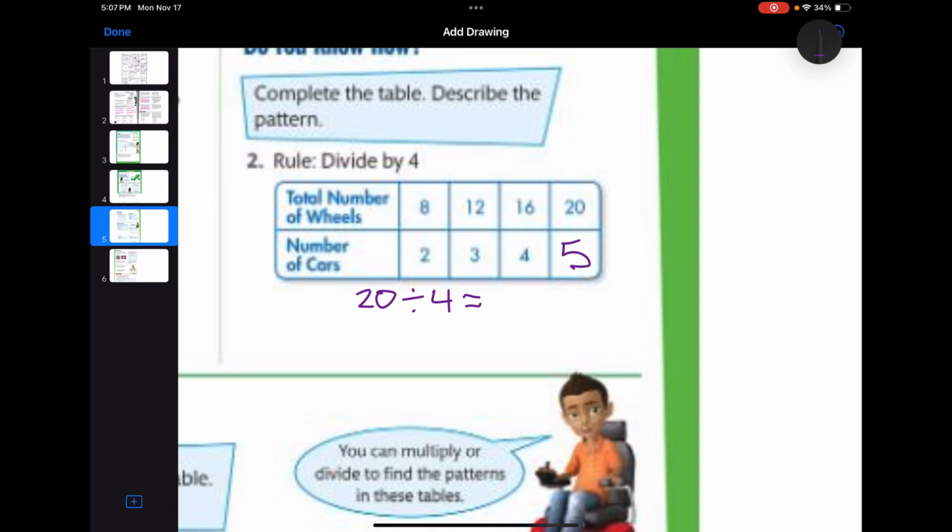So what is the pattern there? Well, we can see that the number of cars is a factor of the total number of wheels for each number pair.